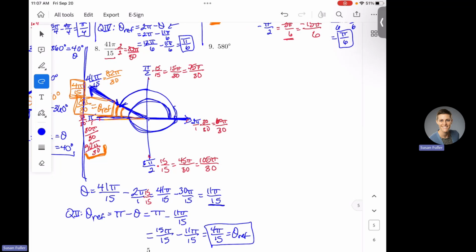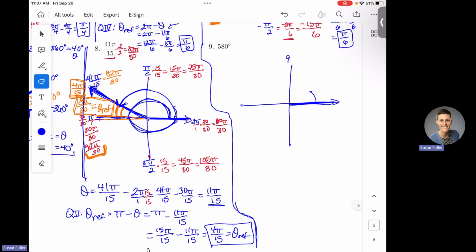Again, I'm going to do one last one. You might not need it at this point, but I want you to have it in case you need it. Okay, 580 degrees. Positively rotating angle. So we're going to start at my positive x-axis and rotate up counterclockwise. And we're in degrees. So this is 90, 180, 270, and this is 360.